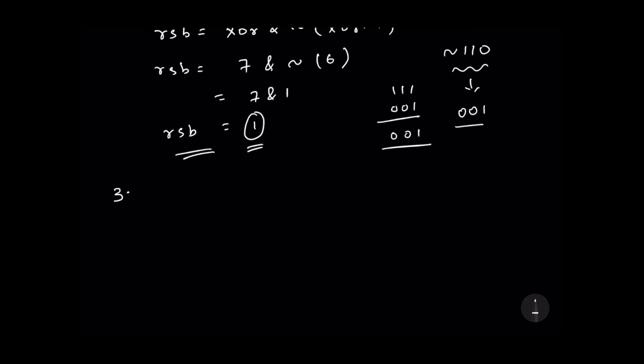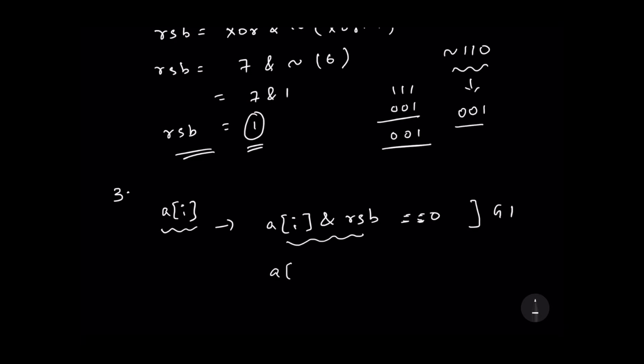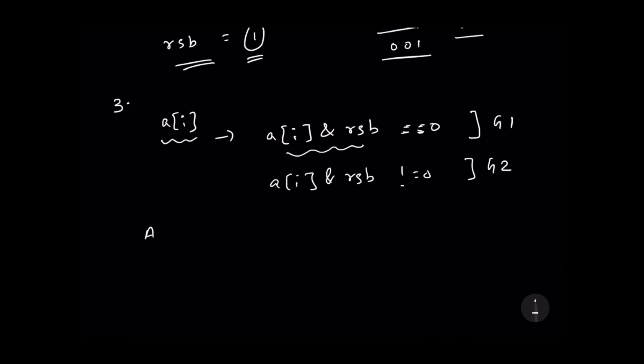How do I check whether, for an element a of i, the rightmost set bit is 0 or non-zero? We can check that easily using a of i AND RSB. If this is equal to 0, it will be a part of group 1, and if a of i AND RSB is not equal to 0, it will be part of group 2.